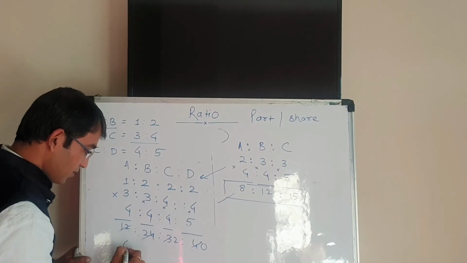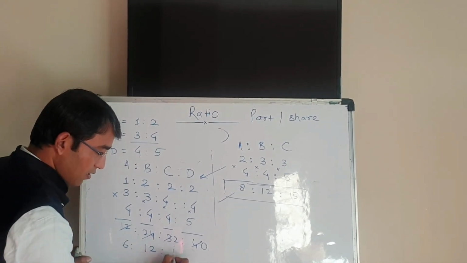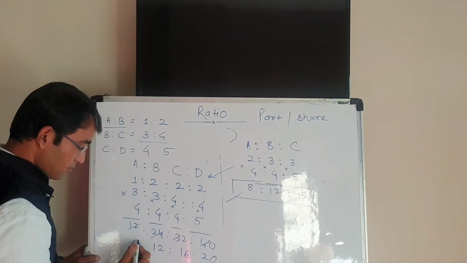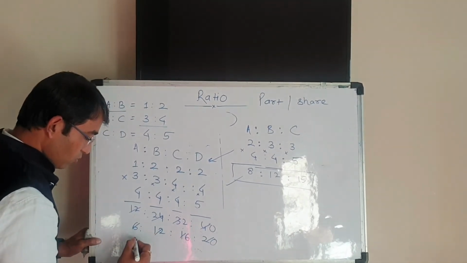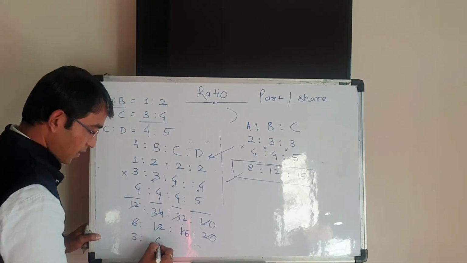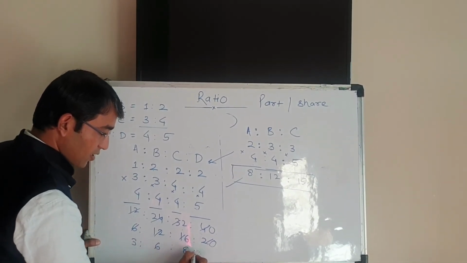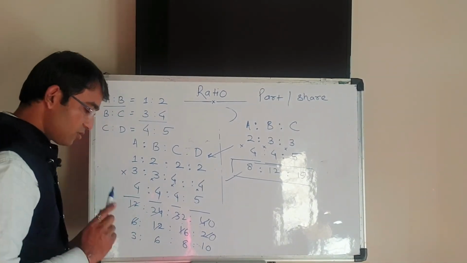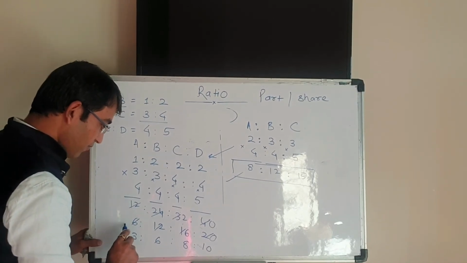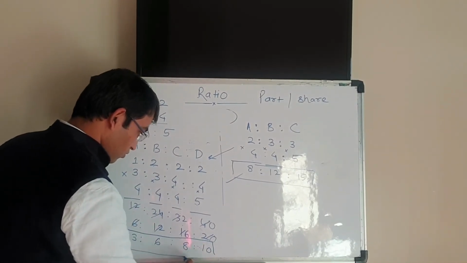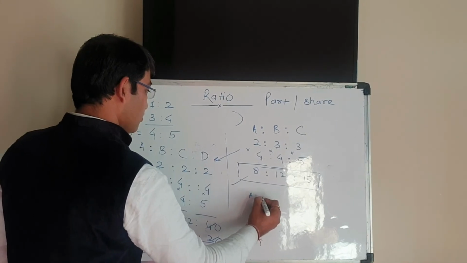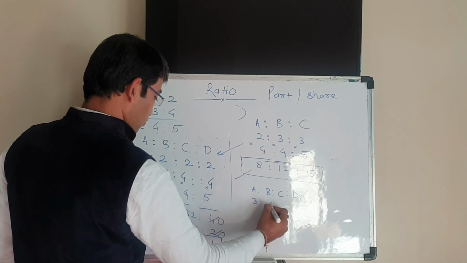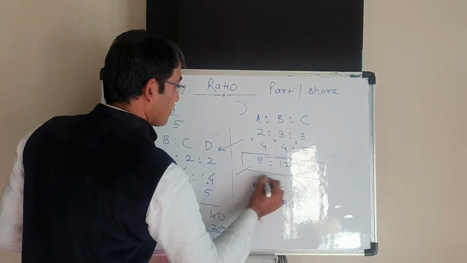So we can cancel it. So this is 6, this is 12, this is 16, this is 20. Now it can be cancelled again, so we cancel it again by 2. So this is 3, this is 6, this is 8, and this is 10. Now 6, 8 and 10 can be cancelled by 2, but 3 cannot. So here we get the final ratio. So our final ratio of A ratio B ratio C ratio D is 3:6:8:10. This is our answer.